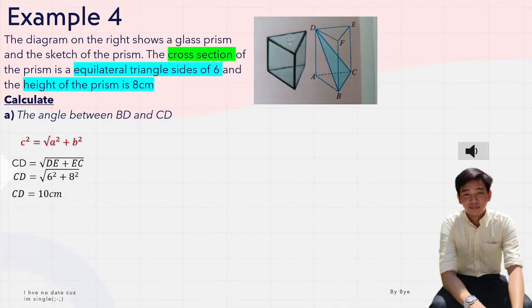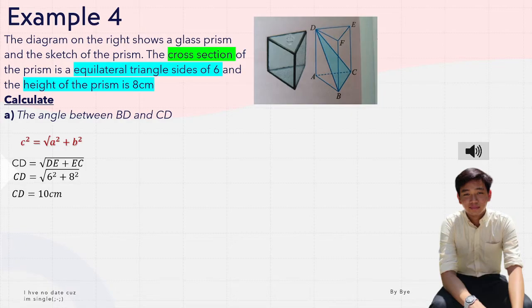CD equals the square root of DE squared plus EC squared. We already knew that the triangle side is 6 cm and the height is 8 cm, so it will be CD equals the square root of 6 squared plus 8 squared. After we do the calculation, we will get CD equals 10 cm.